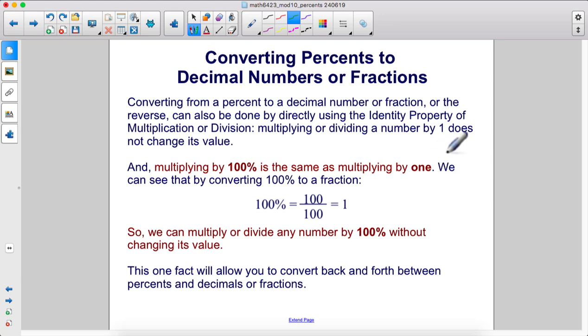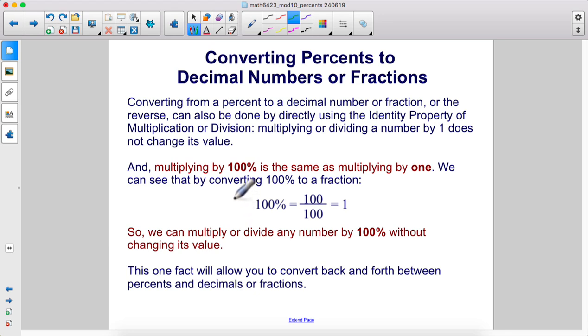Converting from a percent to a decimal number or fraction, or the reverse, can also be done by directly using the identity property of multiplication or division. Multiplying or dividing a number by 1 does not change its value. And multiplying by 100% is the same as multiplying by 1.